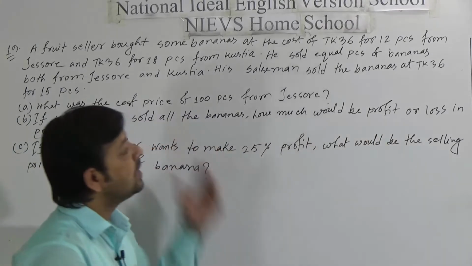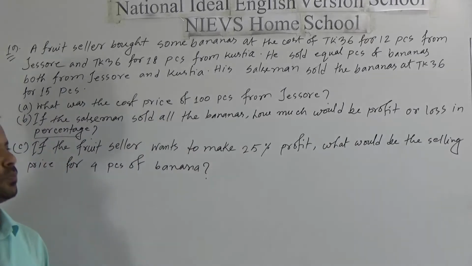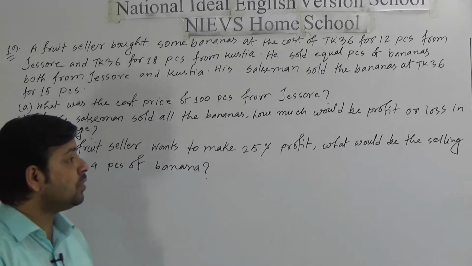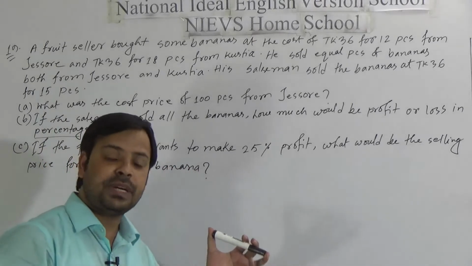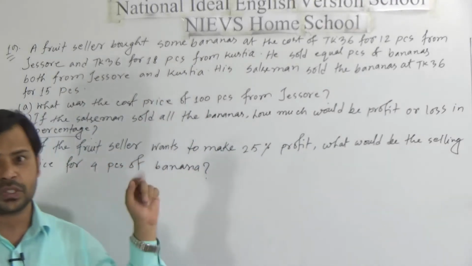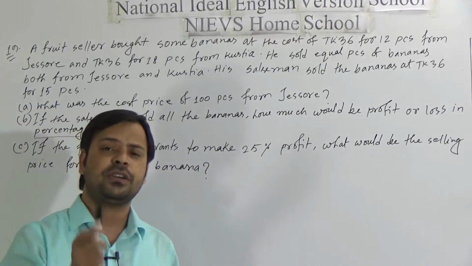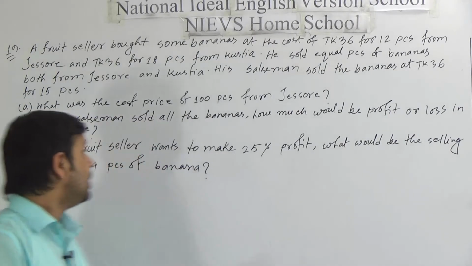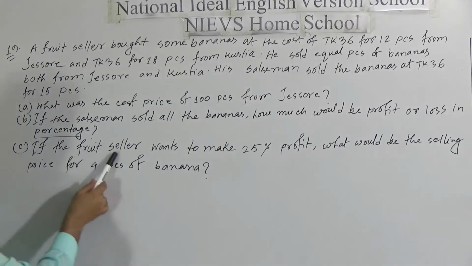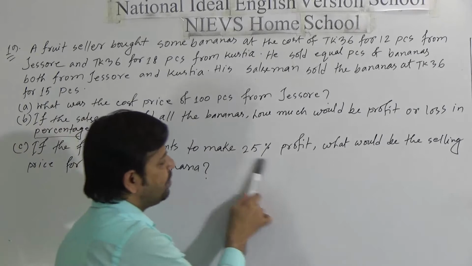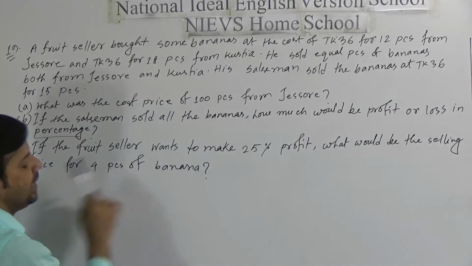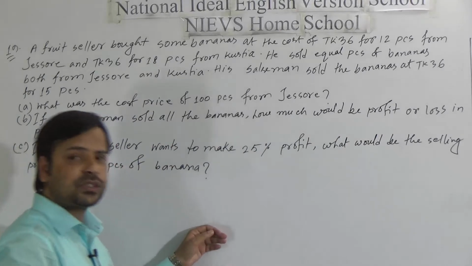How can you determine, as the number of bananas is not mentioned here, it's not possible to determine the profit or loss. So you have to determine the profit or loss in percentage, but in your book this is not given. If you see the book of Bangla version, there you will see you have to determine the profit or loss in percentage. So you can correct this one. Okay, now question C. If the fruit seller wants to make 25% profit, what would be the selling price for 4 pieces of banana? Okay, dear students, now we are going to solve this question.